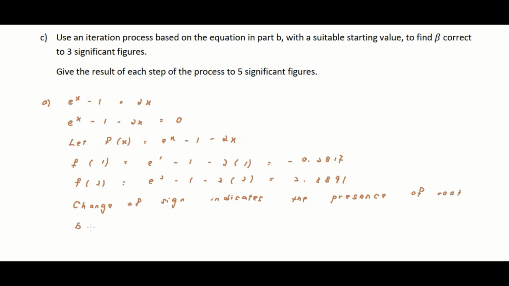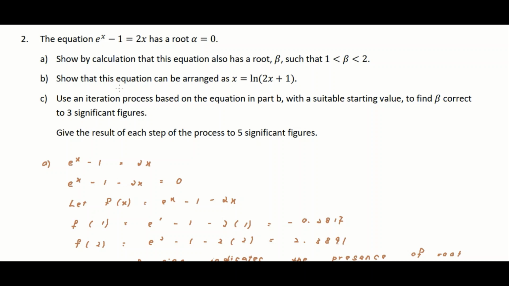All right. Okay, so that's it for the A part. So now let's move on to the B. Okay, so B: show that this equation can be rearranged in the form of x equals ln(2x plus 1). Okay, so this is about rearranging it in the form of x equals f of x.